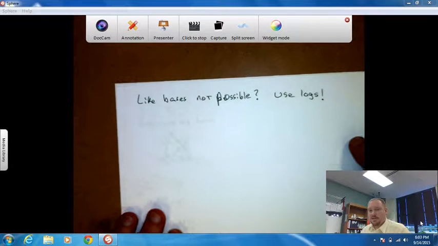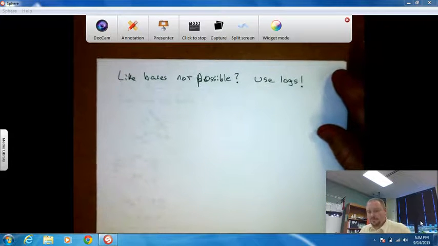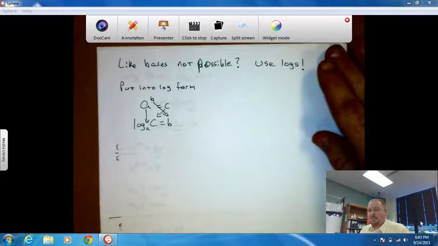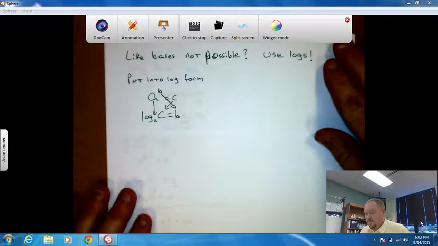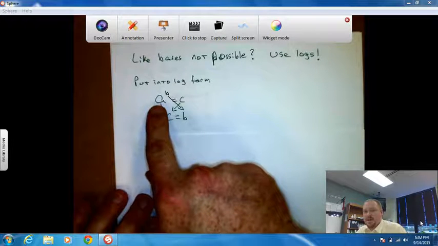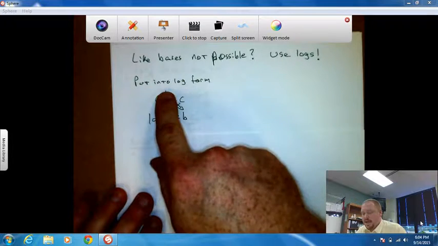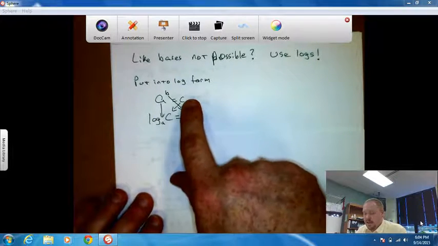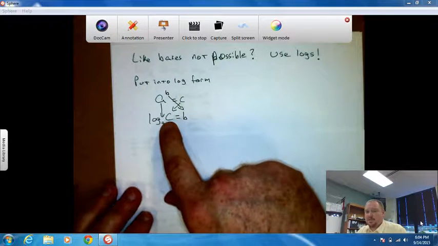If you don't have like bases, we can use logarithms. Now, recall to convert an expression into log form, all I do is the base of the power becomes the base of the logarithm. The exponent goes to the right-hand side of the equal sign, and what it equals goes inside the logarithm, on the left-hand side of the equal sign.